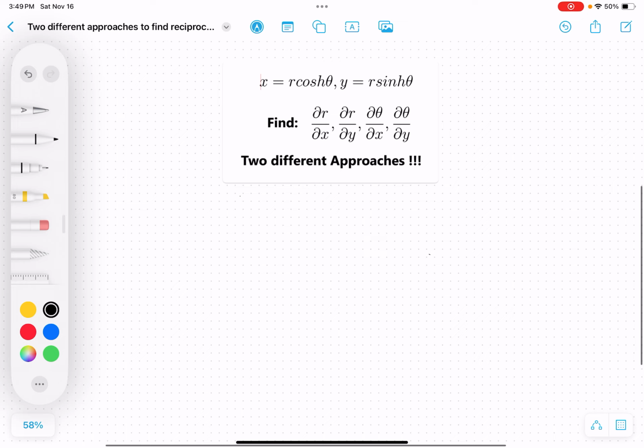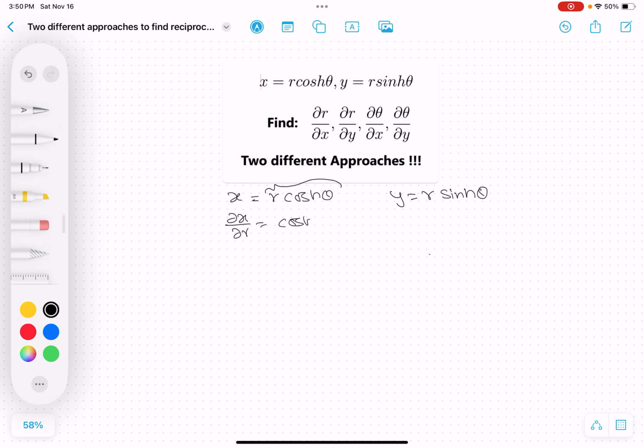So in this case, we are given x and y coordinates in the parametric form, parameterized by r and theta, right? So x and y are basically functions of r and theta. Now in this case, it's easy to find partial x by partial r, because you just differentiate this expression for x with respect to r, theta is constant. So if you differentiate r, this will just be 1, so cos theta.